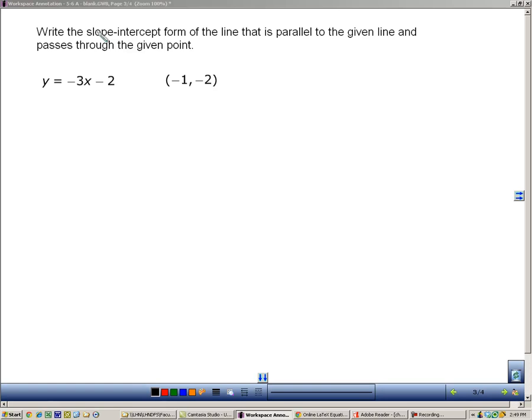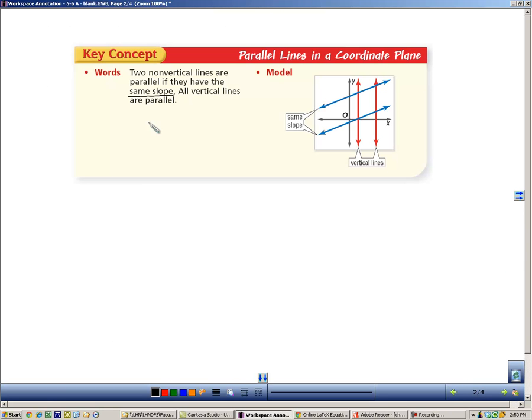Here we're going to use the information we know about parallel lines to solve this problem. It says write the slope-intercept form of a line that's parallel to this line and that passes through this point. So we're looking for the slope-intercept form, which means we need the slope and the y-intercept. We're not given either of them. But what we are given is an equation, and we know that our equation should be parallel to that. Well, in the last slide, we just learned that parallel lines have the same slope.